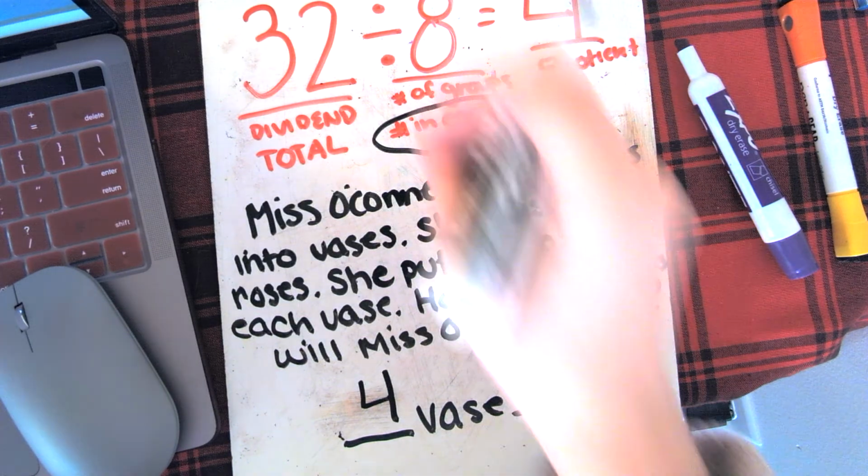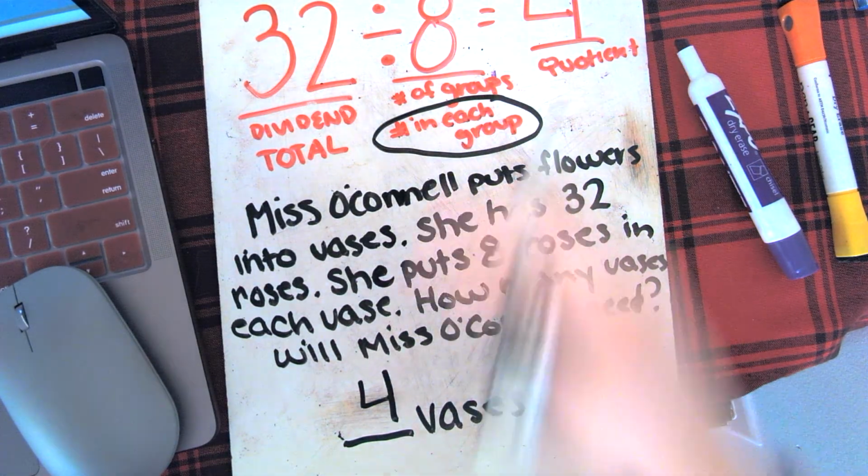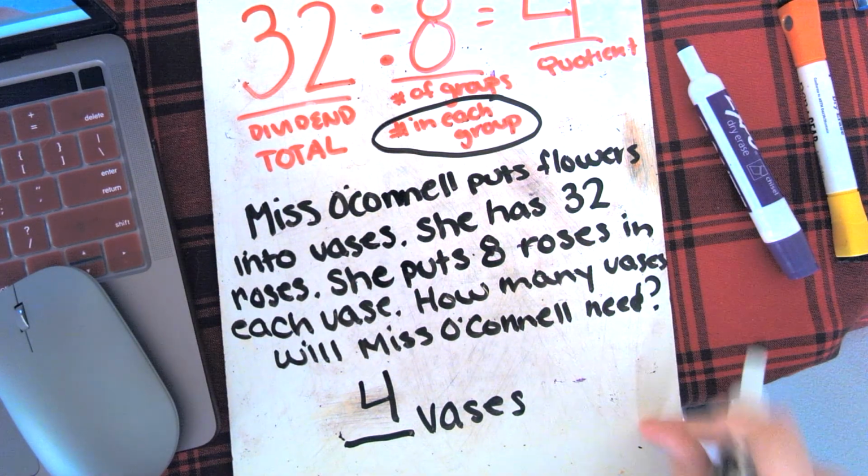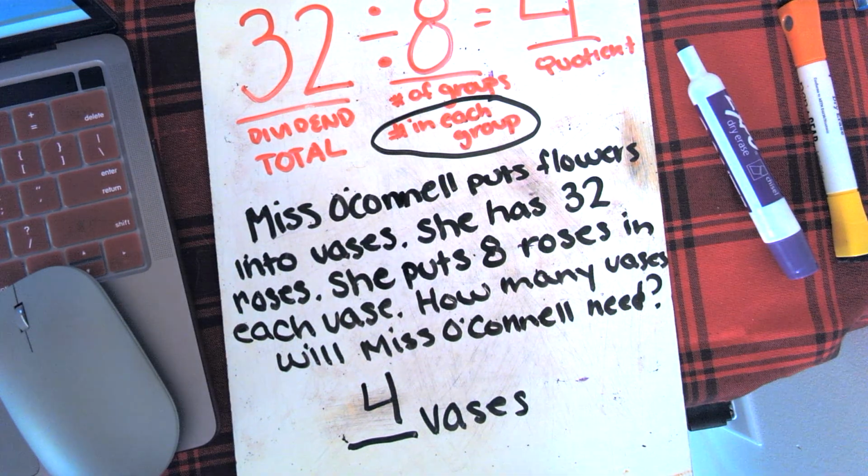So, again, you want to think about the total. Then think about whether or not you want to write the number of groups or the number in each group. And you always need to end with a question. You've got to be asking your reader for the quotient.